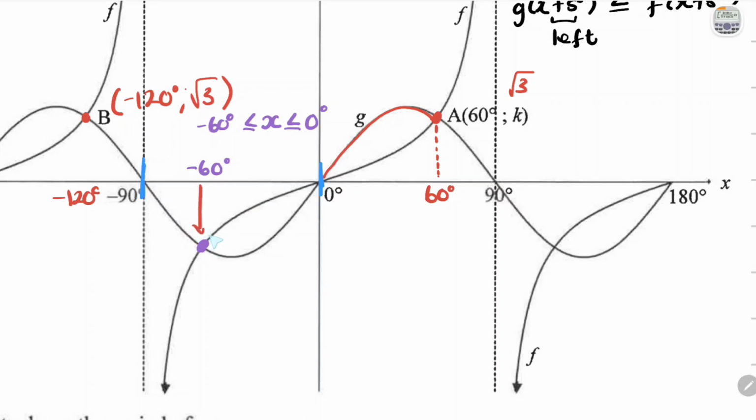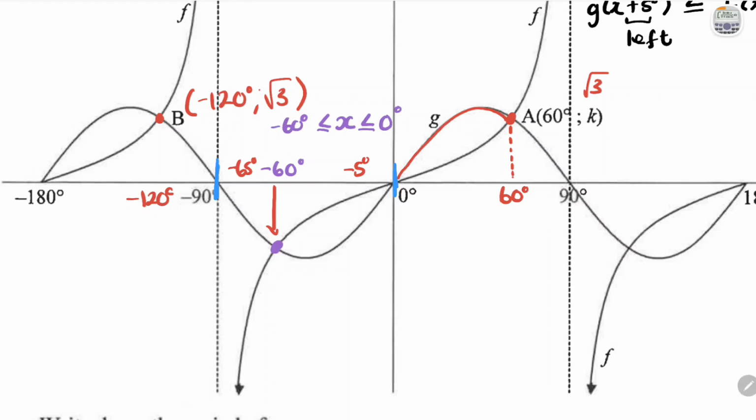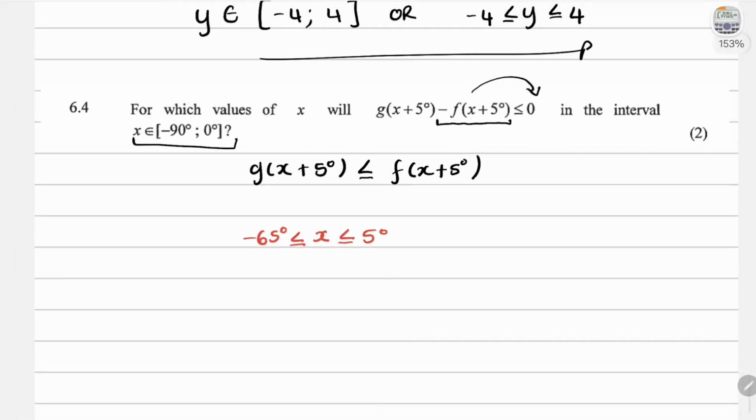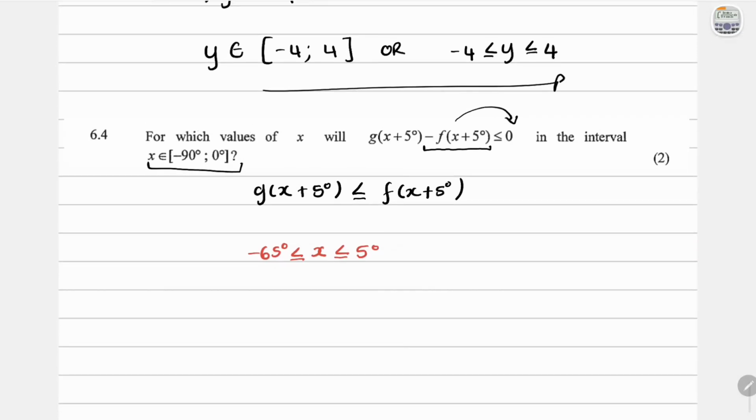So this wouldn't be negative 60 degrees anymore. It would be negative 60 degrees and then move 5 degrees to the left, which would be negative 65 degrees. And this wouldn't be 0 anymore. It would be 0 degrees, but go 5 degrees to the left, which is negative 5 degrees. So really, these graphs would just shift from where they currently are. All we're going to do is replace the negative 60 and the 0 degrees. So our answer would be x needs to be greater than or equal to negative 65 degrees, but less than or equal to negative 5 degrees. And that is our answer. Okay, so that is it for that question, and we move on to the next question.